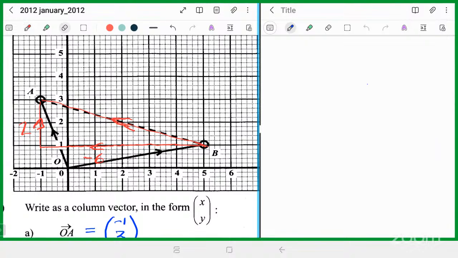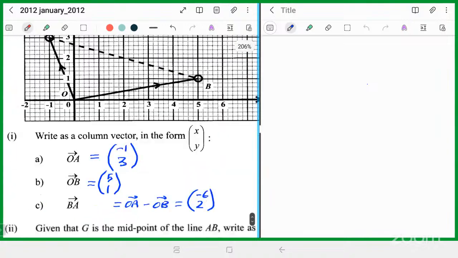For vectors, the calculation and the diagram must be saying the same thing at all times. All right, so that finishes that part.